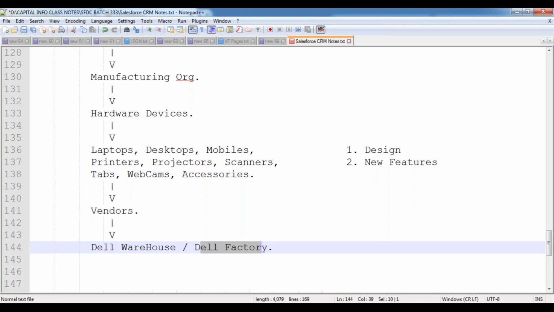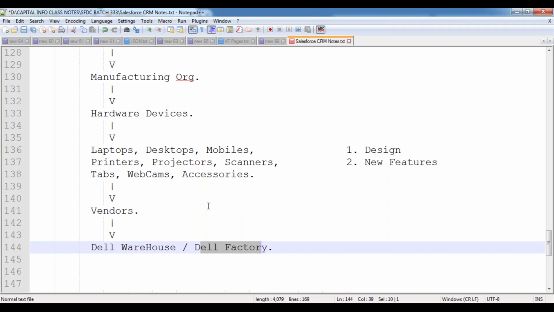Okay, in China we have a location called Chengdu. In that Chengdu, Dell's major warehouse is available, where they place all the parts required to prepare all these products. From the Chengdu location, that means Dell's major warehouse, they distribute these parts to the various Dell factories in the entire world. In India also, we have one Dell factory, which is in Chennai.